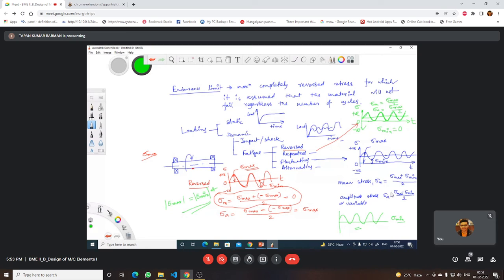Sir, here in alternating loading, is sigma minimum the same in every cycle? Yes, it should be same. Okay, this should be same. Then only we can tell it is alternating loading. Basically, we try to simplify the loadings. Actually, it may differ with this, but for the simplification of the design problem, we try to use sine curve and try to estimate that way.